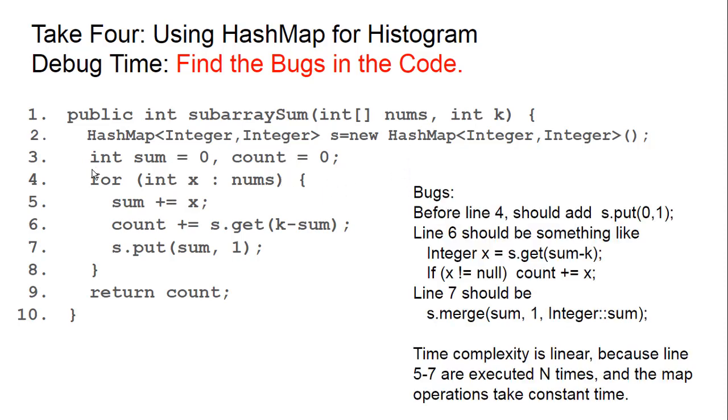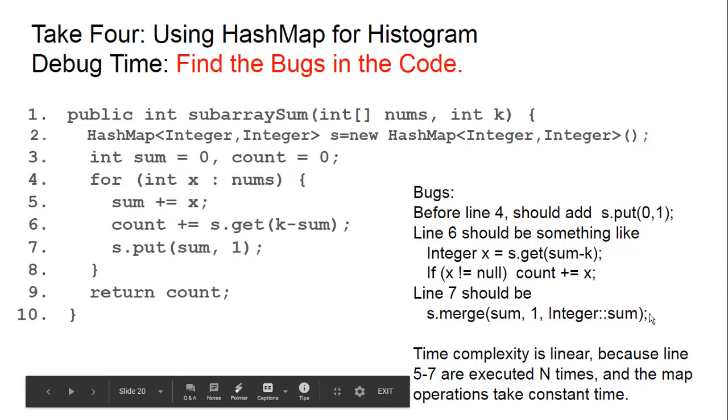The first is we didn't have that initialization for the 0 prefix sum, so we need to add that. Before line 4, we need to have this s put 0, 1. And line 7 is also obviously wrong because we find this prefix sum. We shouldn't just say it occurred once. We really need to add 1 to the previous occurrence. So line 7 should be using the syntax starting with Java 8.